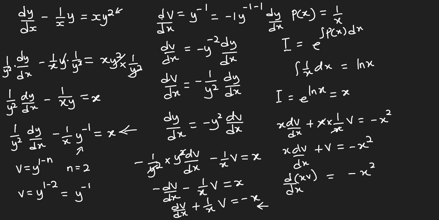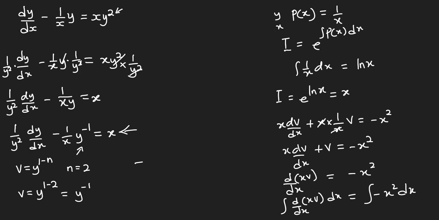So at this point, we are going to integrate this with respect to x. So you're going to have the integral of the derivative of xv with respect to x dx here, and this will be equal to the integral of minus x squared dx. Now let's do this integral and see what we are going to get. On the left hand side, the integral will cancel the derivative. So you are going to have xv, and then this will be equal to minus x cubed over 3. Now bring the constant of integration c.